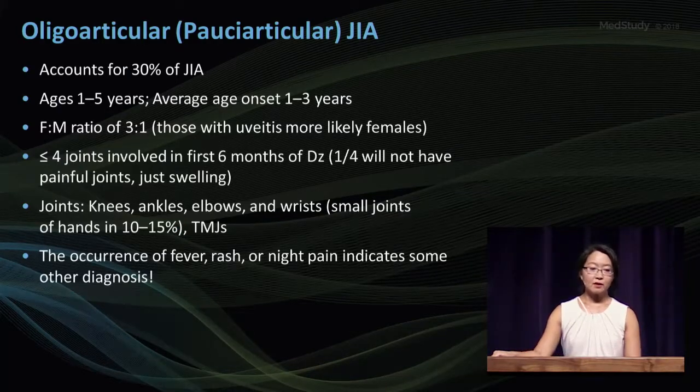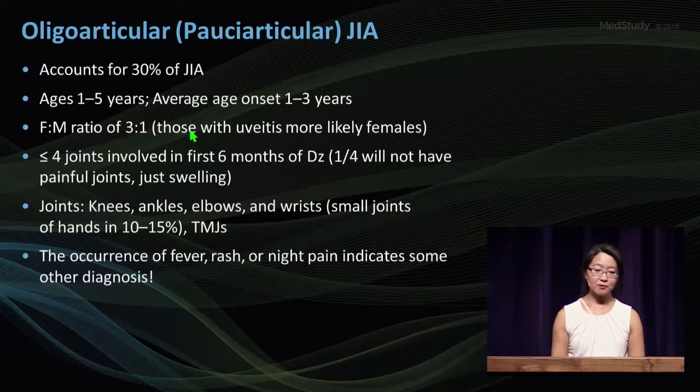All right. Oligoarthritis, also known as pauciarticular JIA. This accounts for about 1/3 of all JIA cases. Typically, the child will present at age 1 through 5 years old. The average onset is 1 to 3 years old. And this is your little blonde-haired, blue-eyed girl who walks with a limp, swollen right knee, ANA positive with uveitis. So that's your pattern right there.